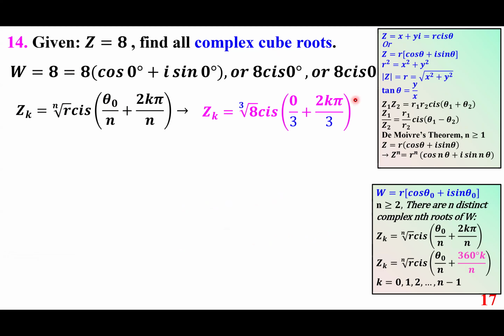If we're going to go with radians, we're going to go with this one. Remember, this doesn't have a degree, which means radians. And of course, this goes away. The cube root of 8 becomes 2, and it's 2 cis 2k pi over 3, where k is 0, 1, 2. We plug in 0, we plug in 1, we plug in 2.